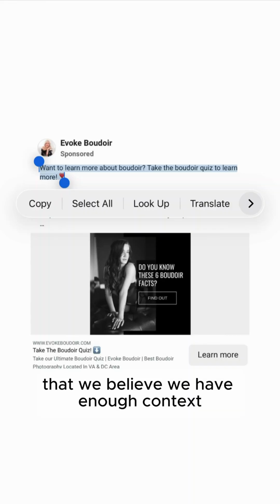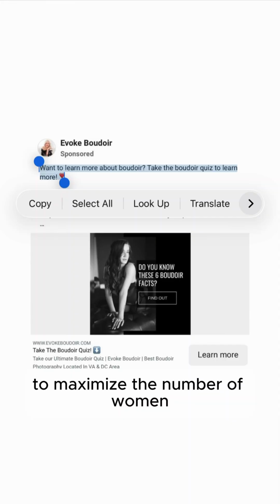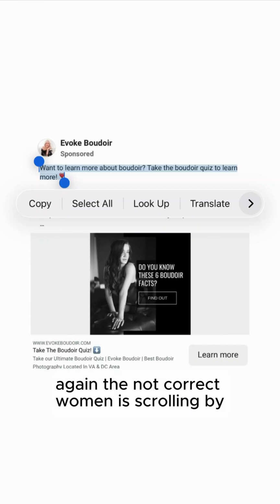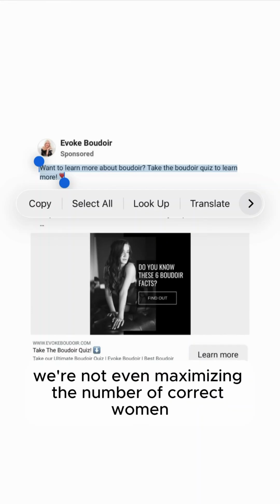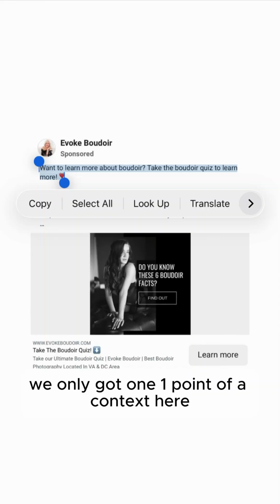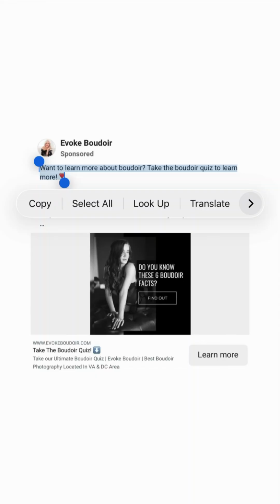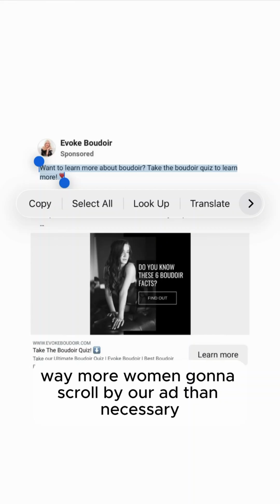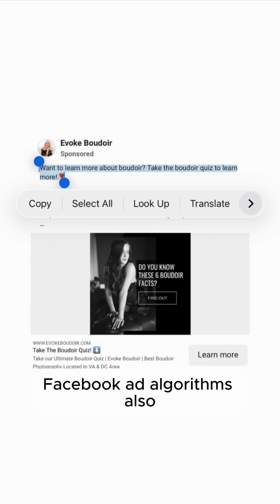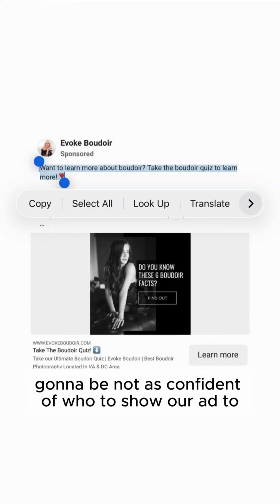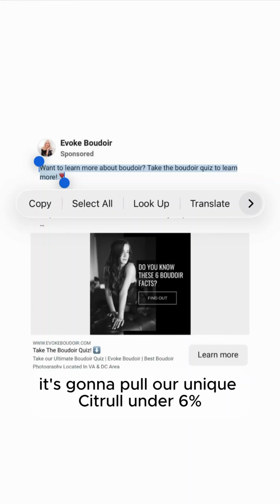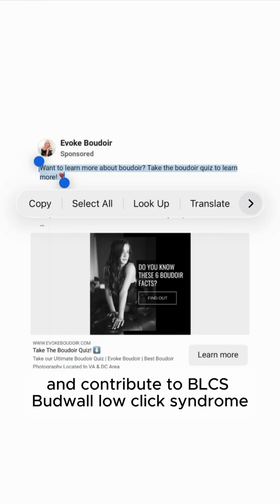that we believe we have enough context to maximize the number of right women clicking on our ad and getting the not-correct women to scroll on by. But we're not even maximizing the number of correct women clicking on our ad. We only got one point of context here. The consequence is way more women are going to scroll by our ad than necessary, and Facebook's ad algorithm is going to be not as confident of who to show our ad to. As a result, it's going to pull our unique CTRL under 6% and contribute to BLCS, Boudoir low click syndrome.